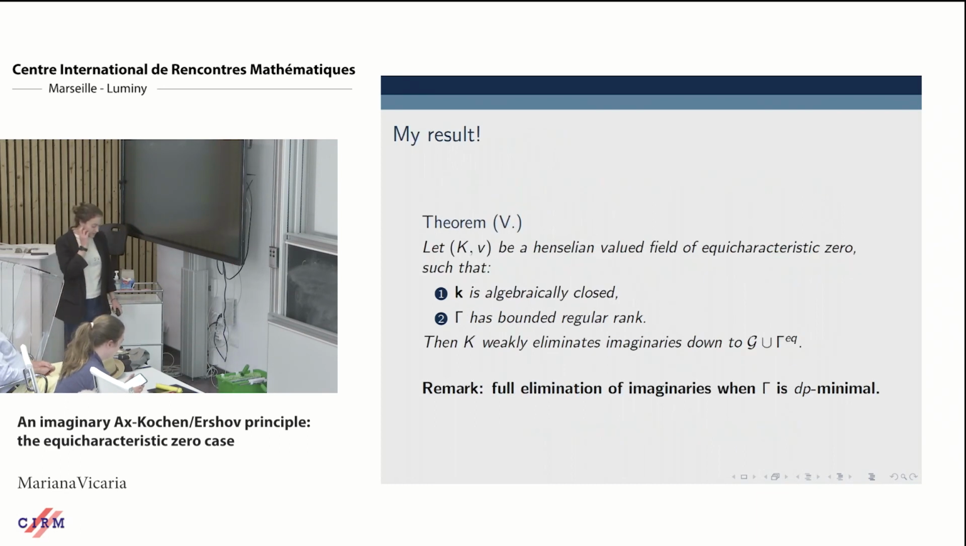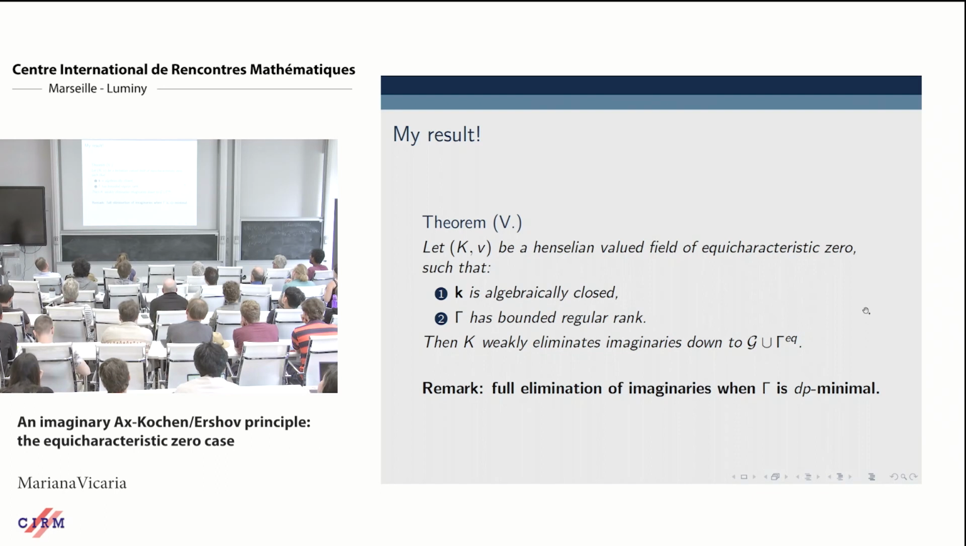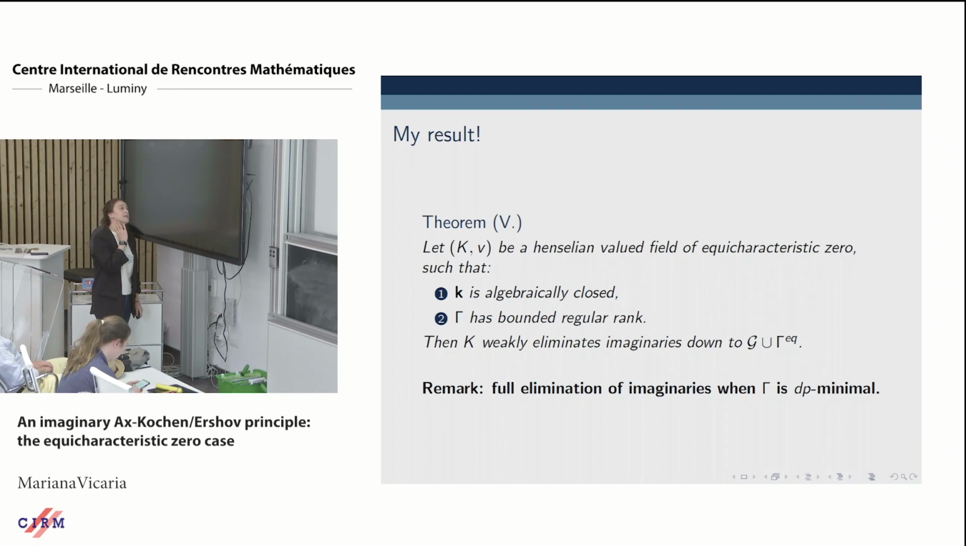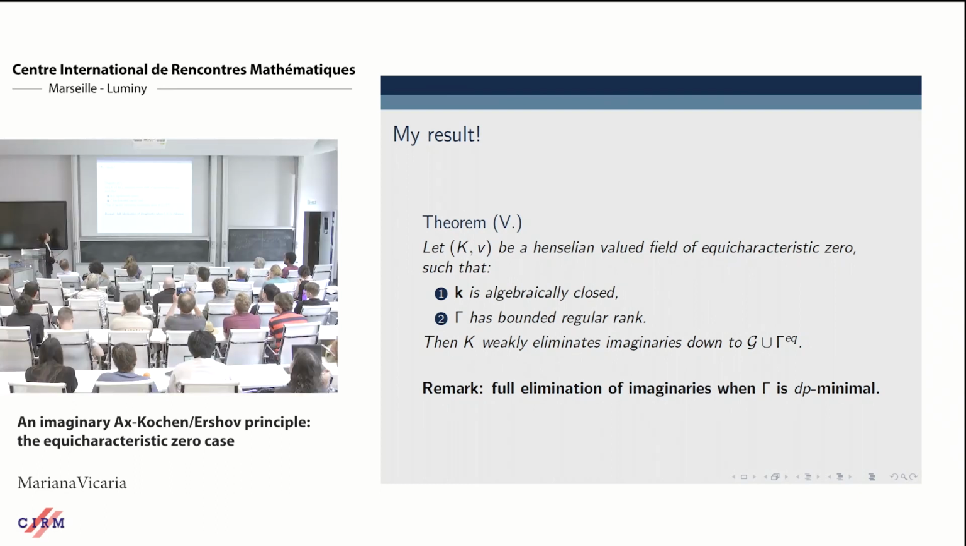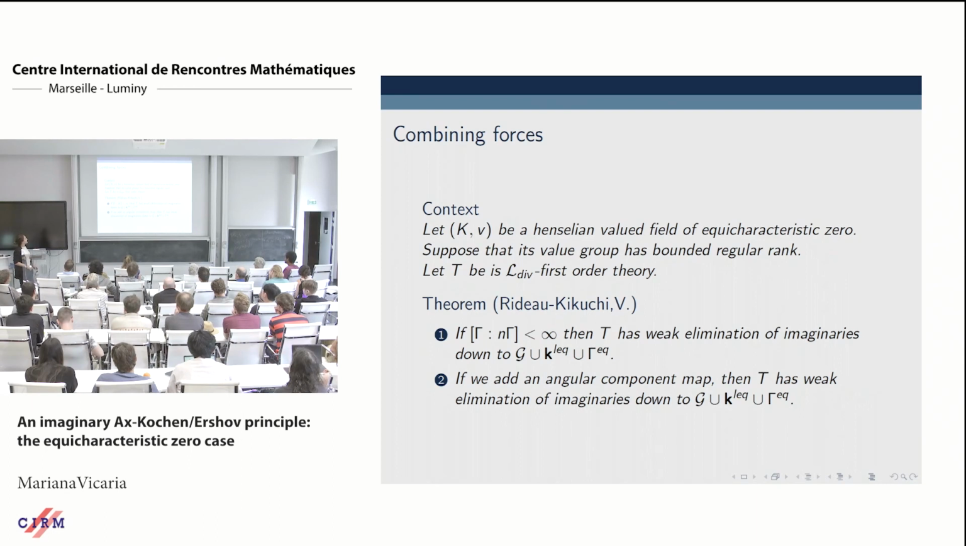So the result that we obtained before is, in essence, if you have a Henselian valued field of equicharacteristic 0, and you assume that the residue field is algebraically closed, and the value group has bounded regular rank, then the Henselian valued field is going to have weak elimination of imaginaries down to the stabilizer sorts and the EQ expansion of the value group. With a little bit more work, you can actually show full elimination of imaginaries whenever you assume the value group to be dp-minimal. But I don't want to go into details on that.